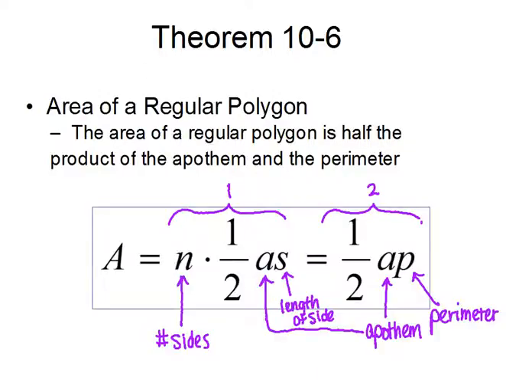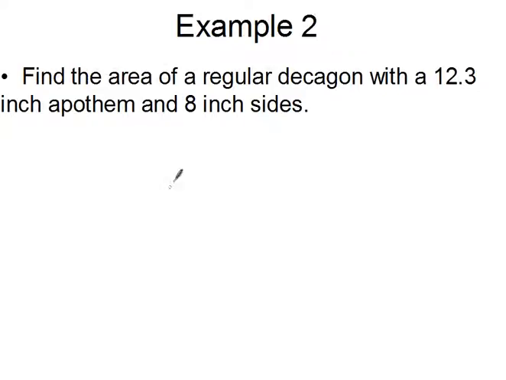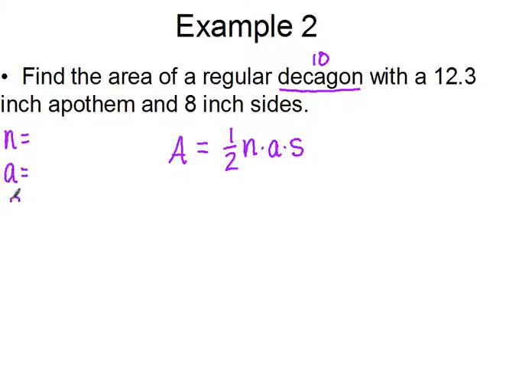Okay, so let's go try this out. All right. So it says find the area of a regular decagon. Decagons have 10 sides. It says it has a 12.3 inch apothem and 8 inch sides. So if we were to do the 1/2 N times A times S formula, I just rearranged it a little bit, that means we need to know what N is, what A is, and what S is, and then we can just plug and chug.